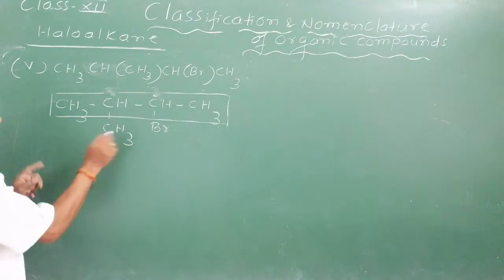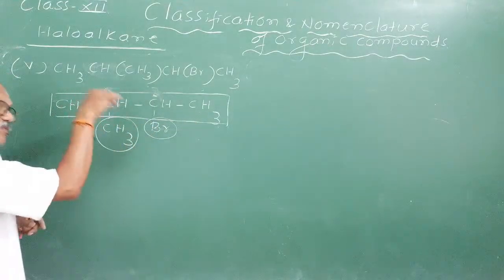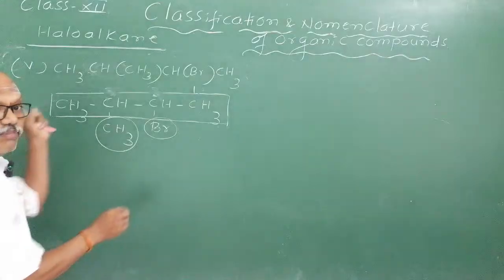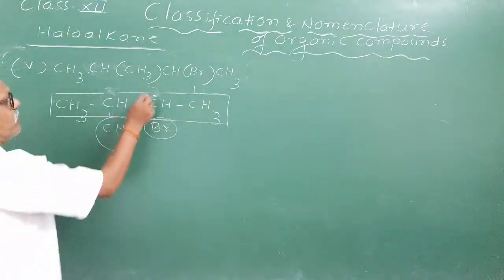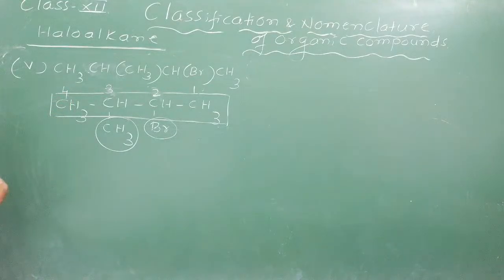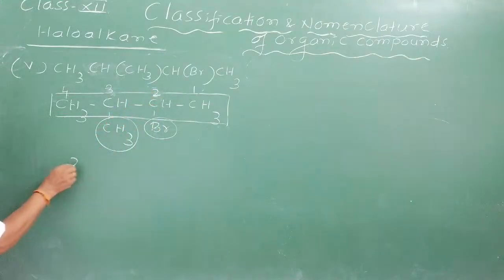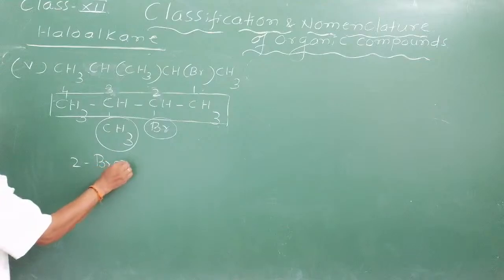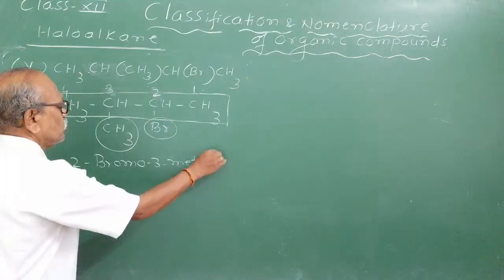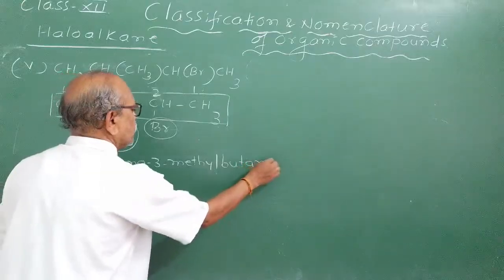But whenever such a situation comes, you must check alphabetical order. Which one comes alphabetically first should get the lowest number. Therefore, correct numbering is not from left to right, but from right to left. These are the rules you have to keep in your mind before you start learning properties of organic compounds. Root word is but, prefix is 2-bromo, 3-methyl: 2-bromo-3-methylbutane.